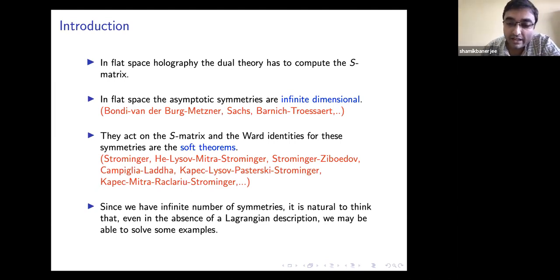Okay. So now we know from our experience with two-dimensional conformal field theory that if you have infinite dimensional symmetries, then it's not always necessary to know the Lagrangian description to solve that. And in this case, we will see that for some classes of scattering amplitudes or S matrix in flat space, one can do the same type of thing. Okay. So now.